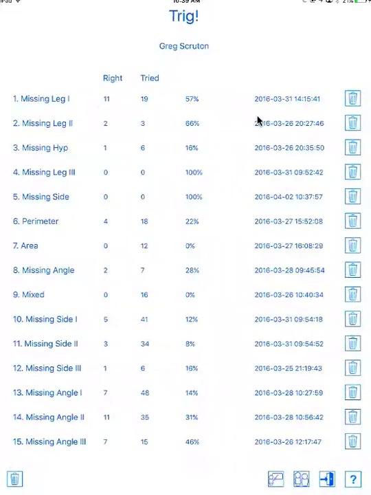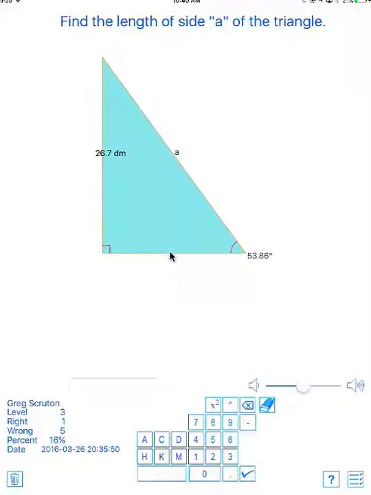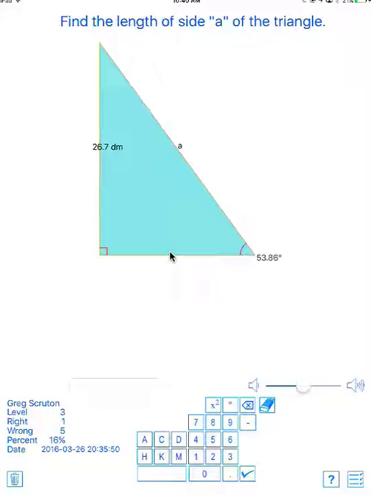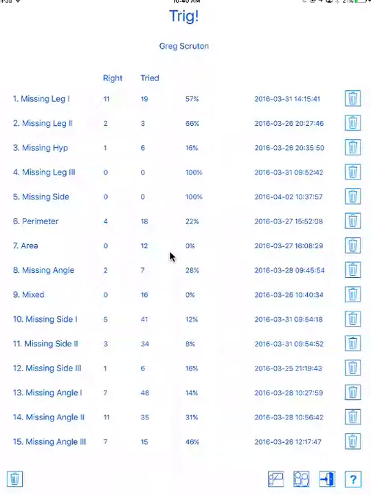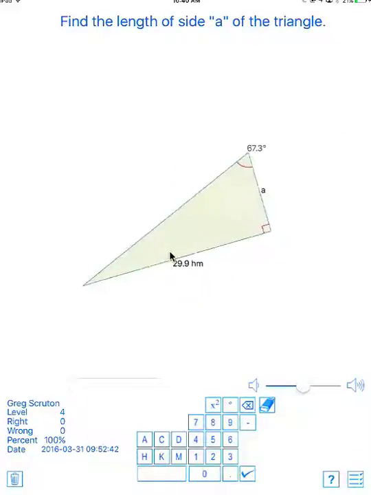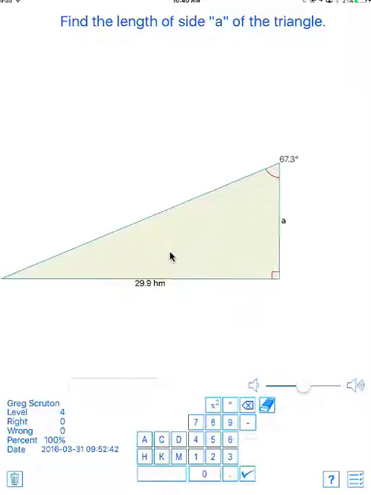Level 3, we're being asked to find the missing hypotenuse. Alright, so you're either given the opposite side or you're given the adjacent. In this case, I'm given the opposite side, so I would use the sine function. Okay, once again, you can move these things around and resize them and rotate them and all that. Okay, and on level 4, you're asked to find a missing leg. In this case, you're given the other leg, so you would have to use your tangent ratio.